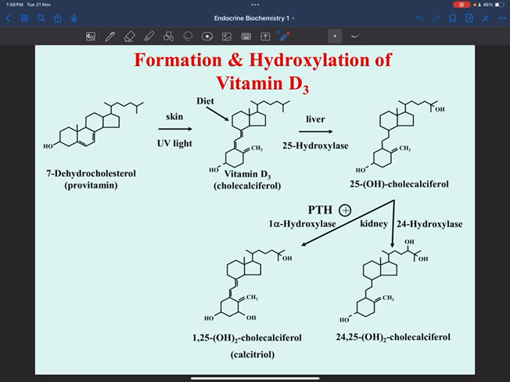We know the most active or most potent one, which is 1,25-dihydroxy cholecalciferol, known as the calcitriol structure. So this is the most potent one and the most active one.